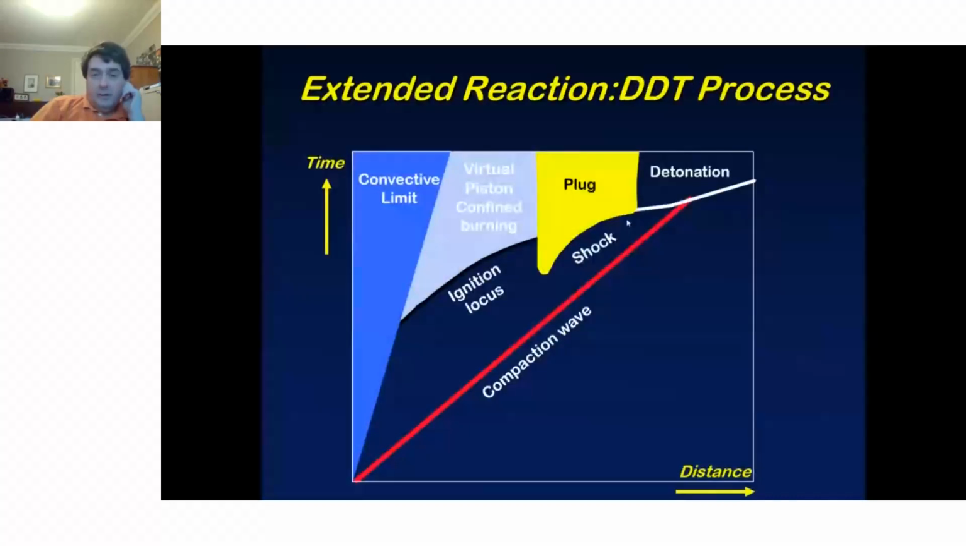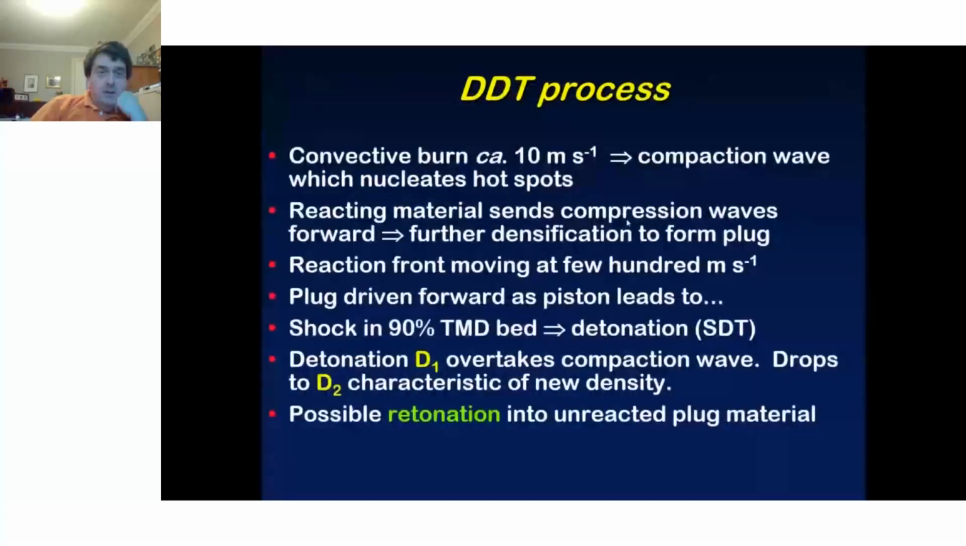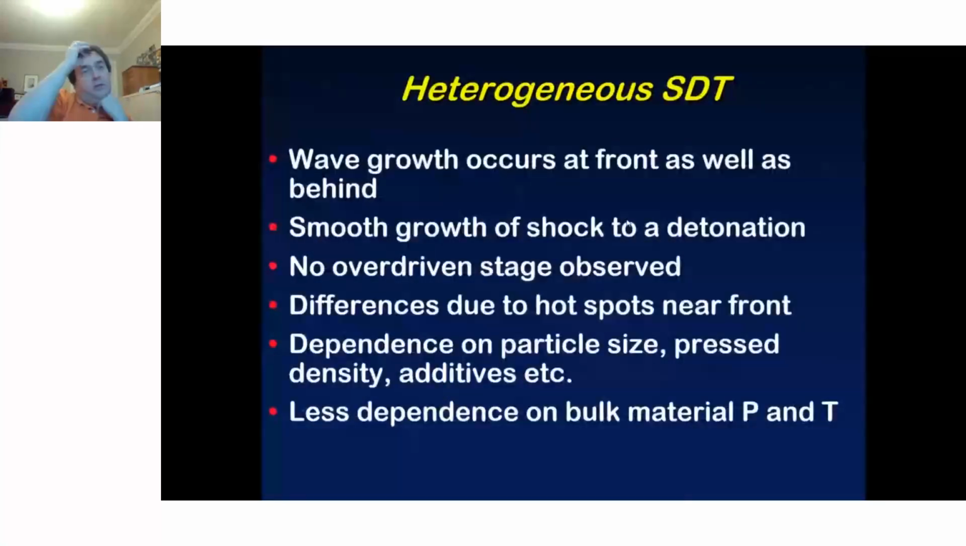Let's see what happens in reality. If you've got heterogeneities in there, then you'll get reaction at the compaction front as well as behind, and you get a more smooth growth to detonation. But the basic principles are the same. You need to get this compaction formed and produce that plug which you drive into the material.